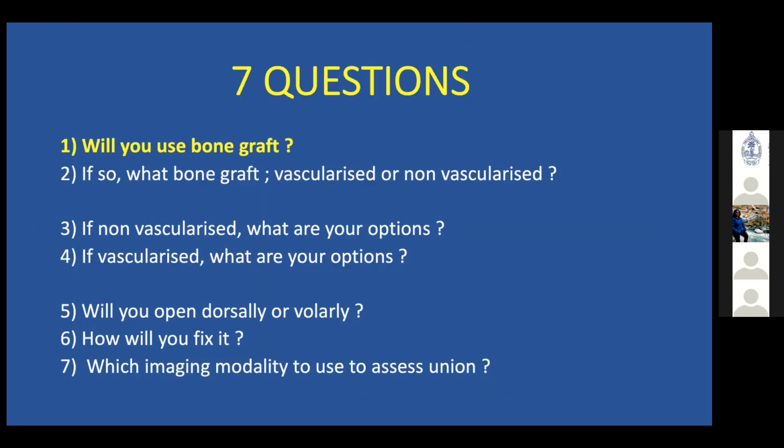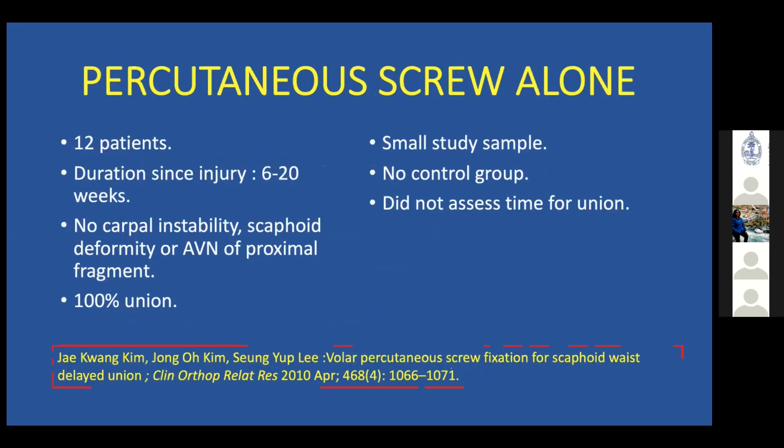So the 7 questions we have in the treatment algorithm are: will you use a bone graft or will you just fix it? If you use a bone graft, what bone graft? Will you use a vascularized or a non-vascularized one? If non-vascularized, what are your options? If vascularized, what are your options? Will you open dorsally or volarly? How will you fix it? Which imaging modality to use to assess union?